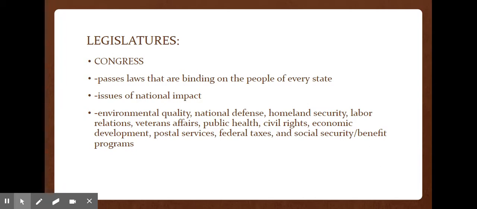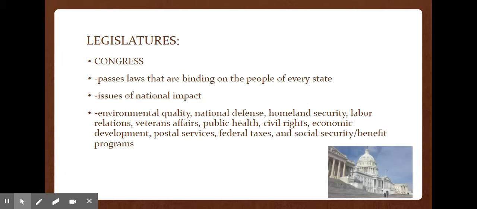They include, but are not limited to, environmental equality, national defense, homeland security, labor relations, veteran affairs, public health, civil rights, economic development, postal services, federal taxes, and then Social Security and benefit programs. All of these fall under issues of national impact that Congress has legislature over. And here, of course, is a picture of our Congress building in Washington, D.C. So Congress is our national legislature. It passes laws that are binding in every state because they are issues of national impact.